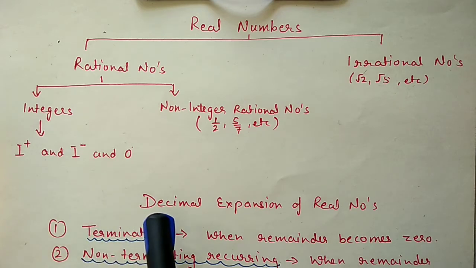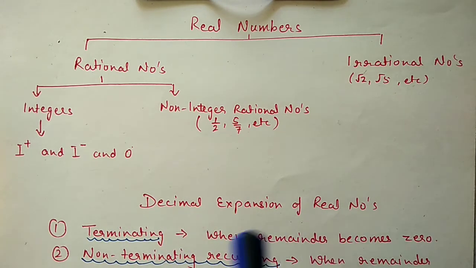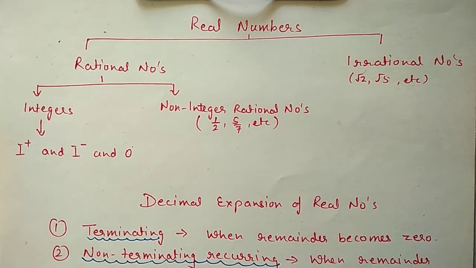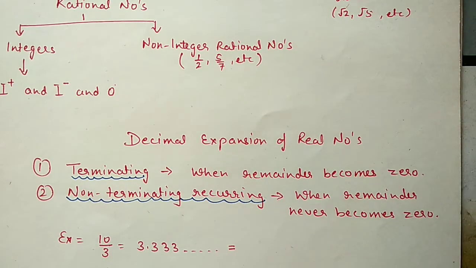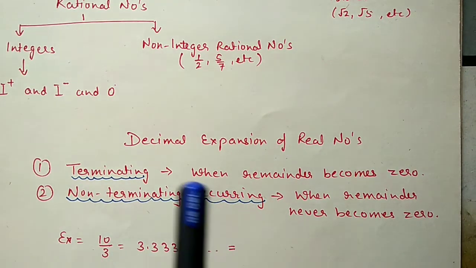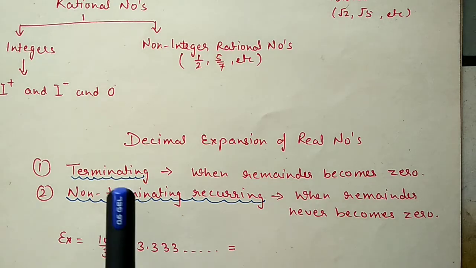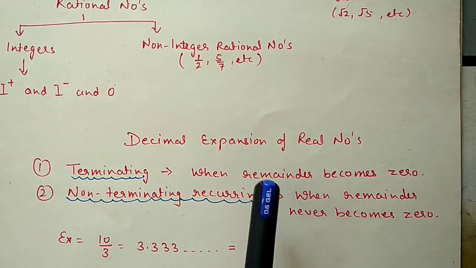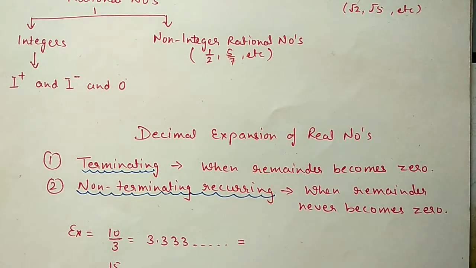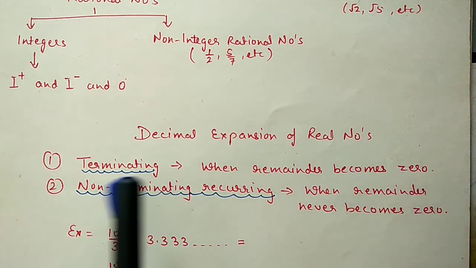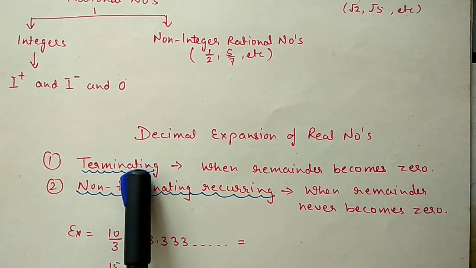Next thing you will learn here is the decimal expansion of real numbers. So how to change a real number into a decimal number? When we change a real number into a decimal number, we get two types of decimal numbers. One is terminating, when we get the remainder as 0 after a certain time. Means if you are dividing, then after 2-3 steps you will get remainder 0. These types of numbers we call terminating decimal numbers.